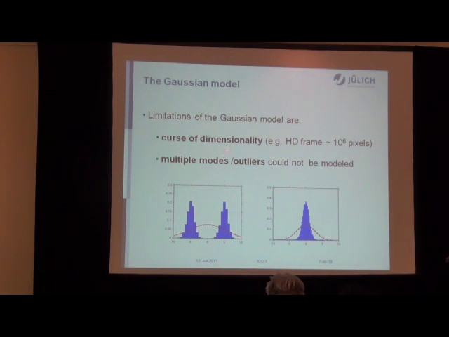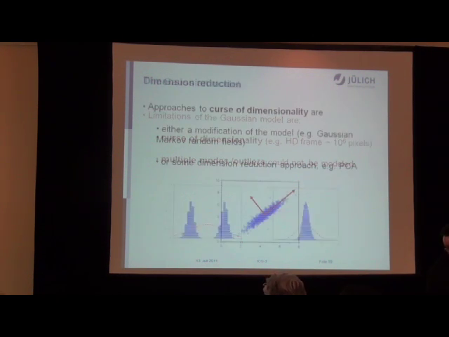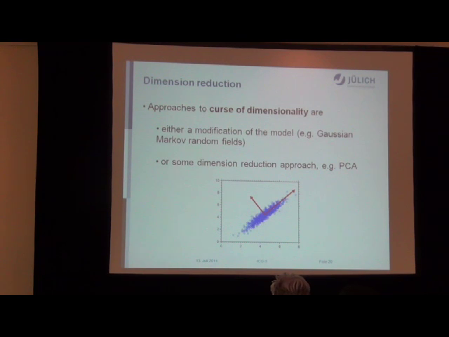Well, the first problem can be handled either by modifying the model, for example, using some Gaussian Markov random field and designing some sparse precision matrix. Or one could try to reduce the dimensionality of the problem. For example, PCA, where one makes a coordinate change and looks for the principal components in which most of the data lives.